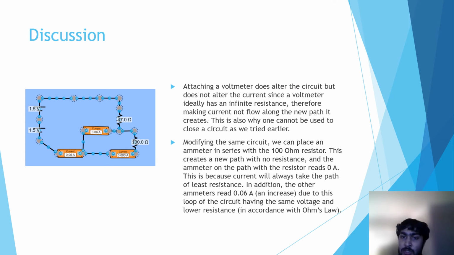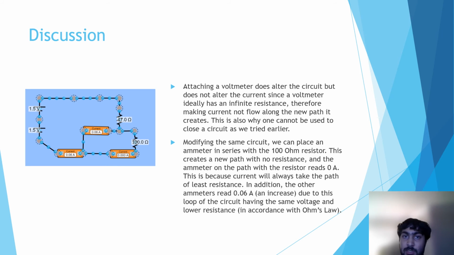Attaching a voltmeter does alter the circuit, but does not significantly alter the current, since a voltmeter ideally has an infinite resistance, therefore making current not flow along the new path it creates. This is also why one cannot be used to close the circuit as we tried earlier. Modifying the same circuit, we can place an ammeter in series with the 100 ohm resistor. This creates a new path with no resistance, and the ammeter on the path with the resistor reads 0 amps. This is because the current will always take the path of least resistance. In addition, the other ammeters read 0.06, an increase, due to this loop of the circuit having the same voltage and lower resistance.